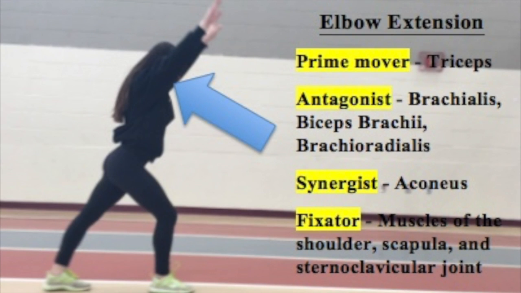The elbows are fully extended. Elbow extension. Prime mover, triceps. Antagonist, brachialis, biceps brachii, brachioradialis. Synergist, anconeus. Fixator, muscles of the shoulder, scapula, and sternoclavicular joint.